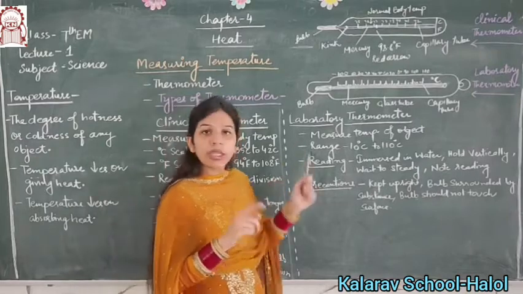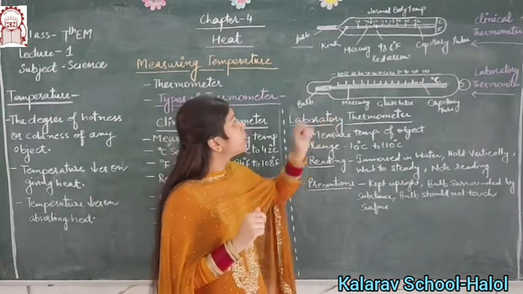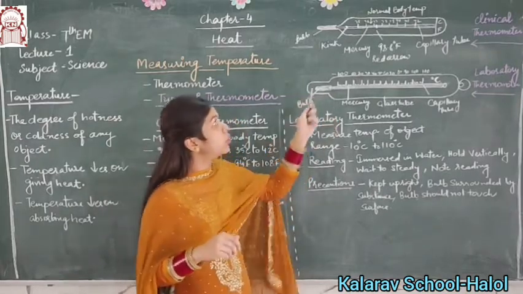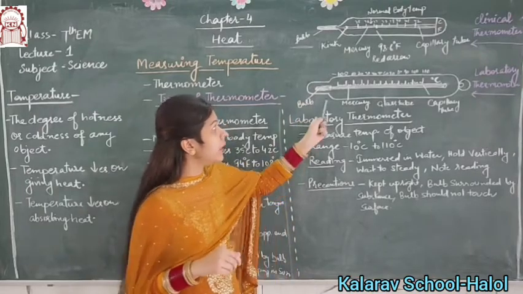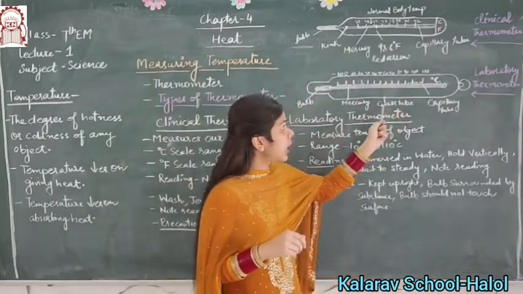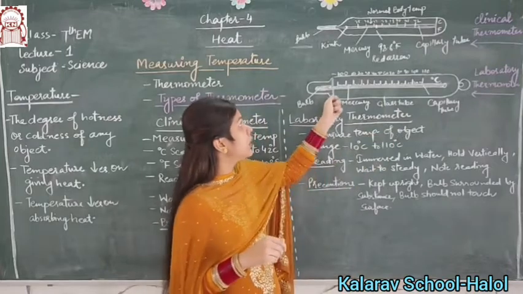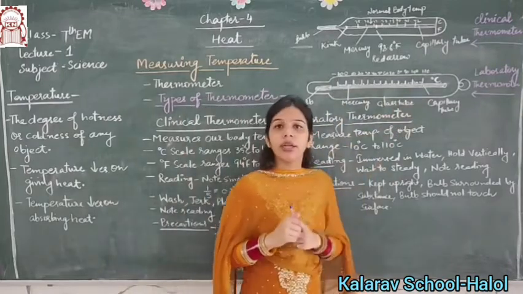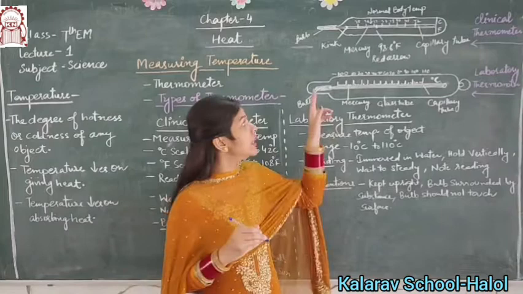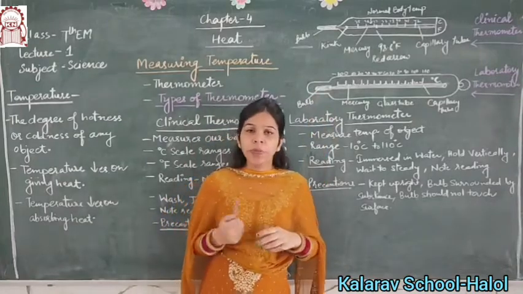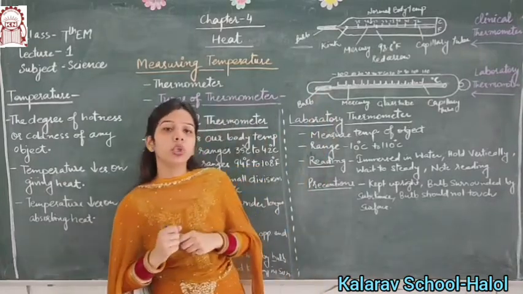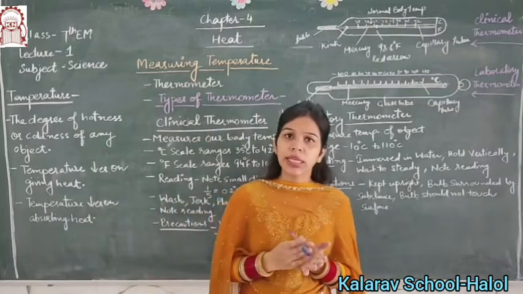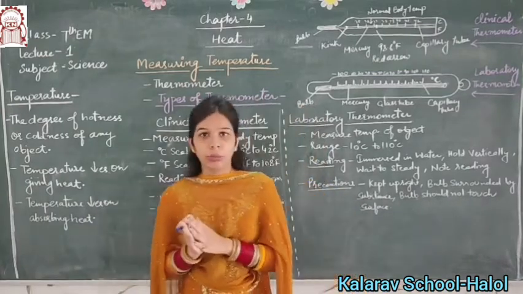So here is the diagram of the laboratory thermometer. You can see a bulb similar to the clinical thermometer. Here is the mercury, there is a glass tube and the capillary tube. The range is from -10 to 110 degrees Celsius. You can see this diagram in your book also. It will be helpful for you to understand more about the clinical thermometer as well as the laboratory thermometer.